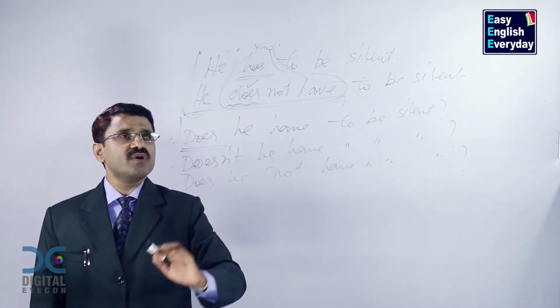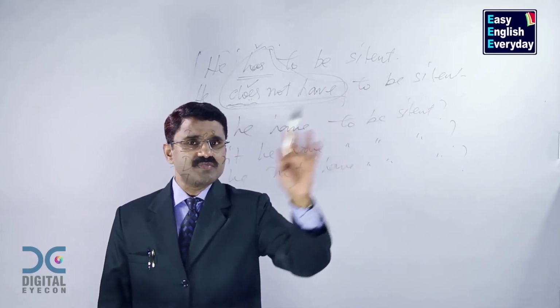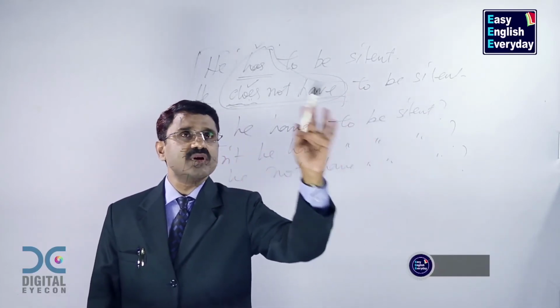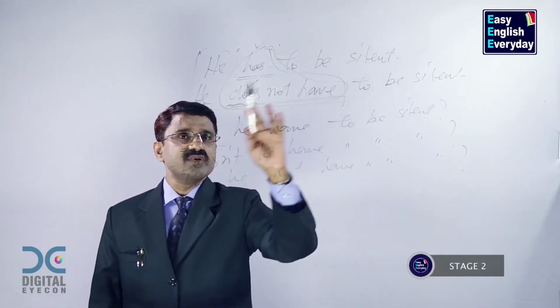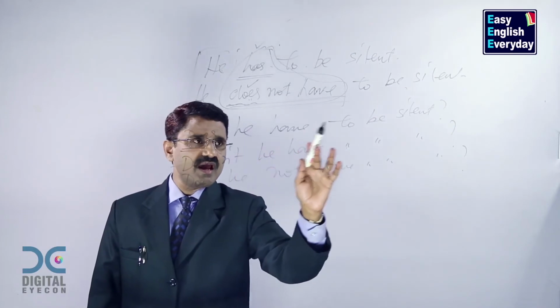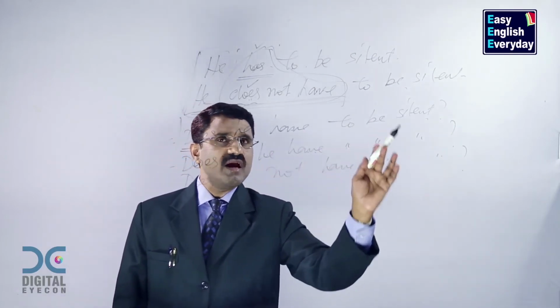Let us try with one more example. She has to be simple. She does not have to be simple. Does she have to be simple? Doesn't she have to be simple? She has to be active. She doesn't have to be active. Does she have to be active? Doesn't she have to be active?